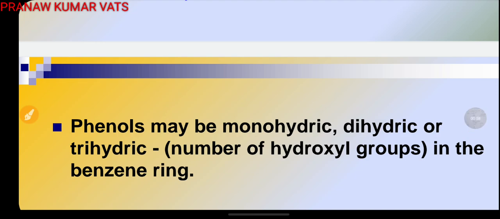Phenols may be monohydric, dihydric or trihydric depending on the number of hydroxyl groups. If there are two hydroxyl groups, then it will be dihydric. If there is one hydroxyl group, then it is monohydric. And if there are three hydroxyl groups in the benzene ring, then it is called trihydric.